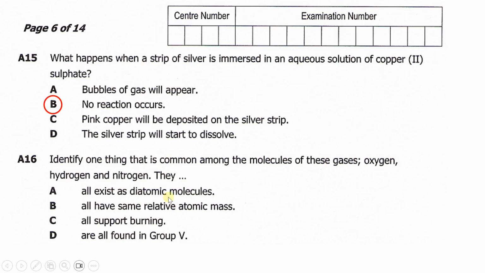They all exist as diatomic molecules, which is correct so far. All have the same relative atomic masses, wrong. All support burning, wrong. All are found in group 5, which is wrong. So the correct answer is A. All exist as diatomic molecules. All right, so let's move to the next question.